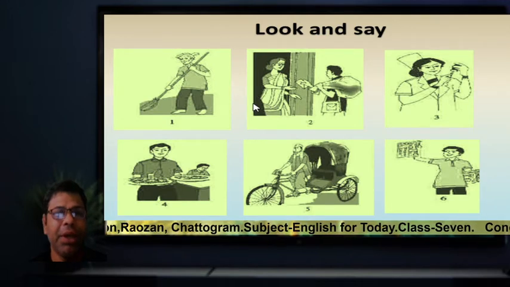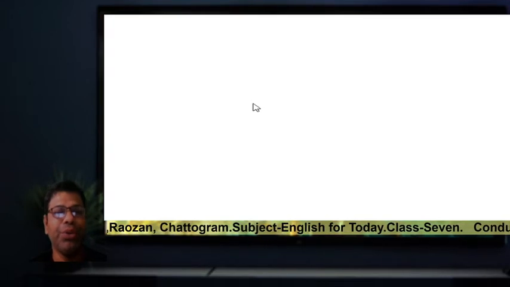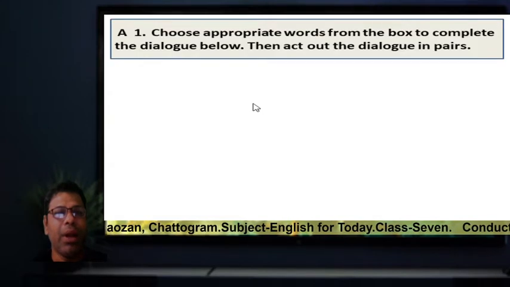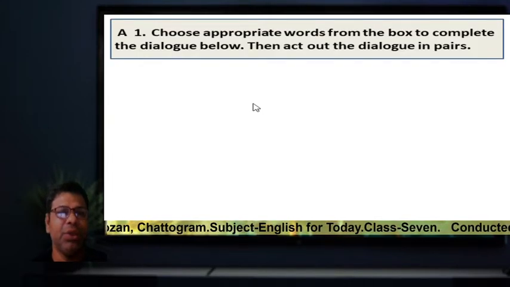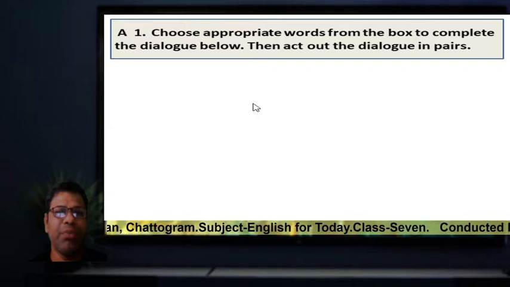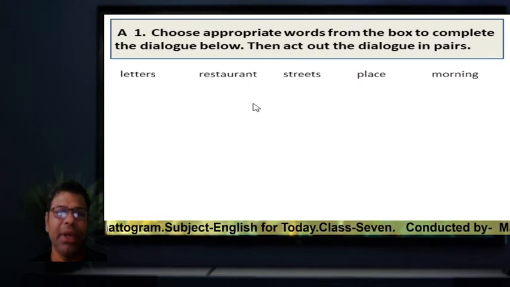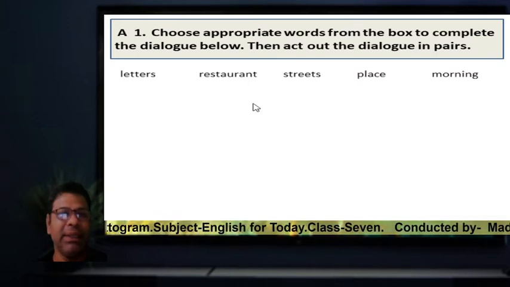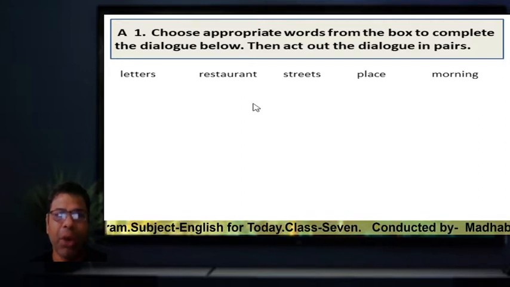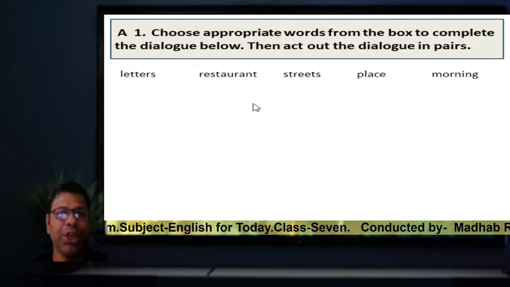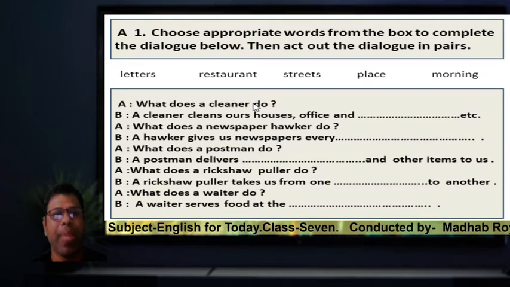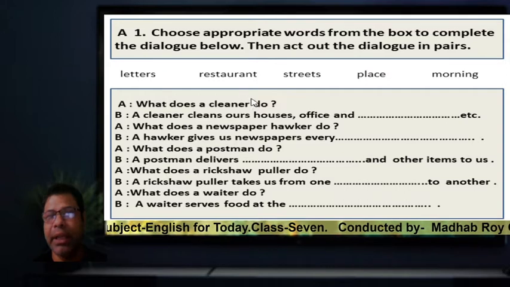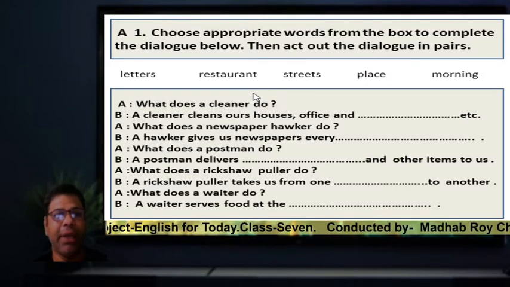Okay, dear learners, now we are going to do an activity. Choose appropriate words from the box to complete the dialogue below. Then act out the dialogue in pairs. Okay, dear learners, are you ready? Now first look at the words: letters, restaurant, streets, Paris, morning. These are our words. We need to put the words in the gaps. So listen, then you need to write.